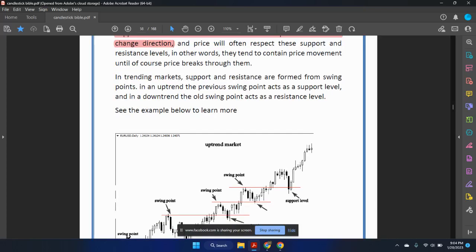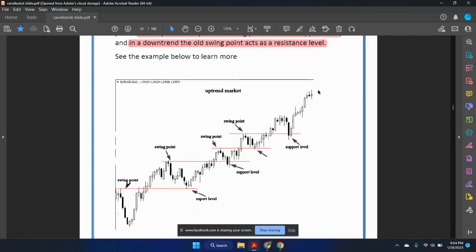In traded markets, support and resistance are formed from swing points. In an uptrend, the previous swing points act as support levels, and in a downtrend, the old swing points act as resistance levels. Okay, and then have a look at the example below.